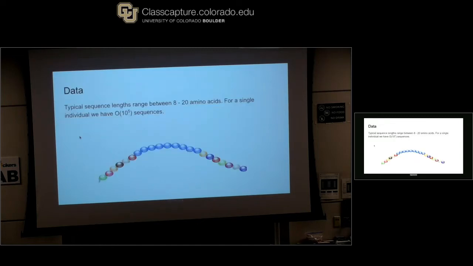Okay, so let's also look at what the data looks like. Typical sequence lengths range between 8 to 20 amino acids. And for a single individual, we have on the order of 10^5 sequences. So given what we know about entropy, let's try thinking about what we would normally do.